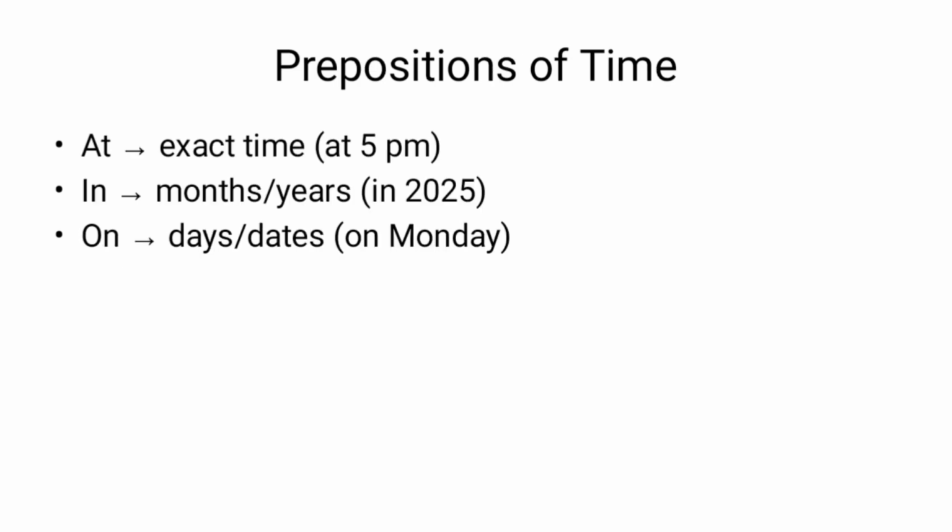So the first one is prepositions of time. Prepositions of time show when something happens, or simply we say these prepositions indicate time or duration. Common prepositions of time are at, on, and in. The preposition at is used for specific times, for example at 5 p.m. The preposition in is used for periods or durations, for example in 2025, and the preposition on is used for days and dates, for example on Monday.